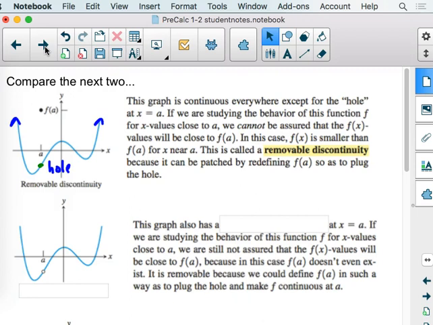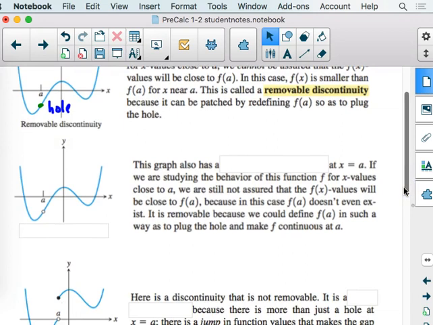Now this graph, down here, also has a hole right there. And this graph also has a removable discontinuity. Because if we tell somebody the math to say, hey, at a, plug the hole with this, we could fill it. So if we're studying the behavior of this function f for x values close to a, we're still not assured that f of x values will be close to f of a, because in this case, it doesn't even exist. There isn't anything there.